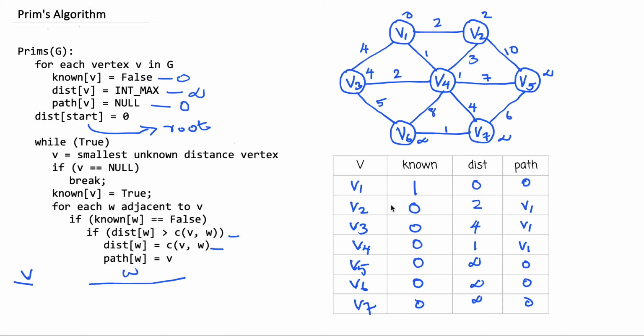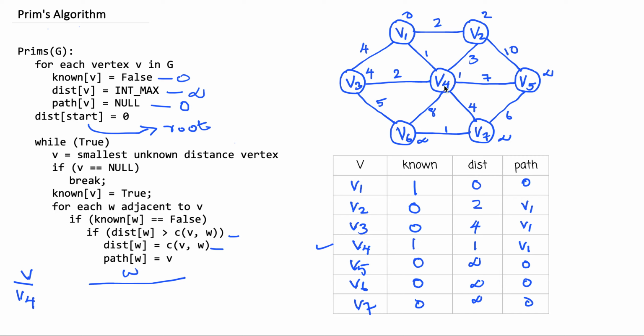Okay, now we have to pick the next smallest unknown distance vertex. So these are the unknown vertices. The smallest one goes for the vertex v4. So my v will be now v4. Now we have to assign that vertex to be true because the vertex is not null. So I will be assigning the known status of that vertex to be true. So this value has to be updated to 1.